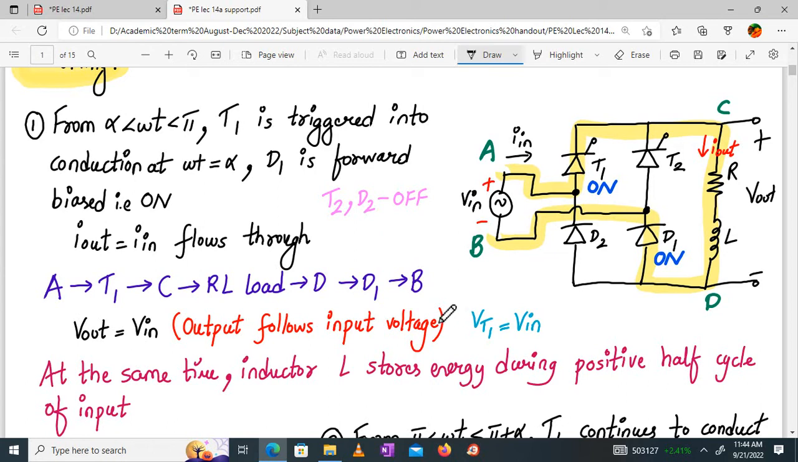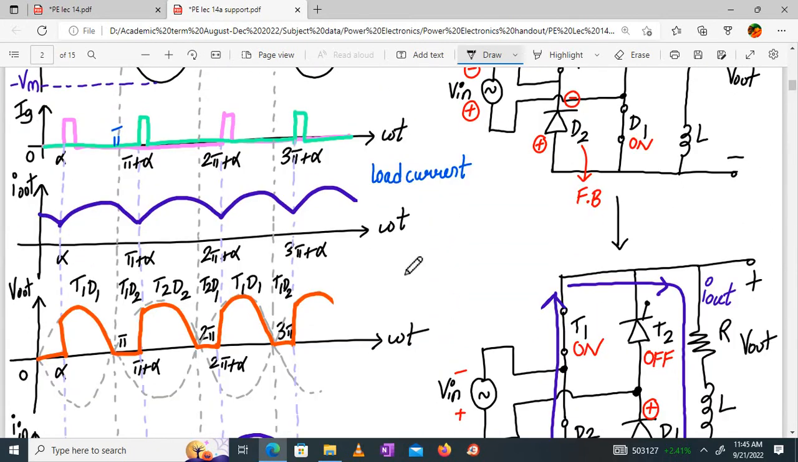Right? At the same time, what is happening in the inductor? When it is in the positive half cycle, it is storing energy. So alpha to pi means what happens? T1 and D1 conduct. Output is equal to input. Load current is equal to input current, and it will follow the trend. So this is what will happen. This is my load current increasing. That means the inductor is storing the energy till pi.